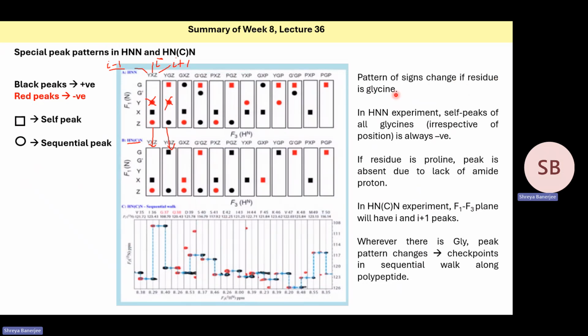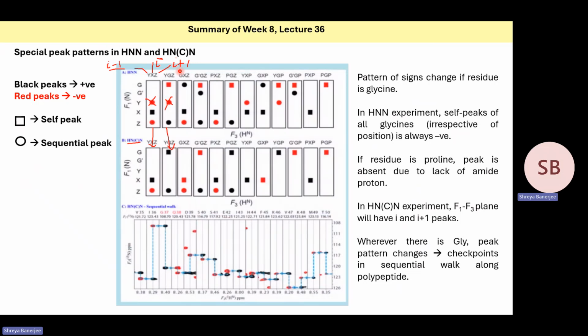So the pattern of signs will change if the residue is glycine. One thing you can remember is that in an HNN experiment, the self peak of all the glycines, irrespective of position, whether it is I minus 1, I or I plus 1, is always negative. So let us look at this where glycine is GXZ. Glycine is I minus 1.